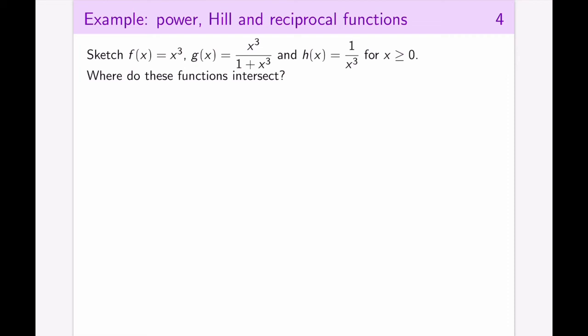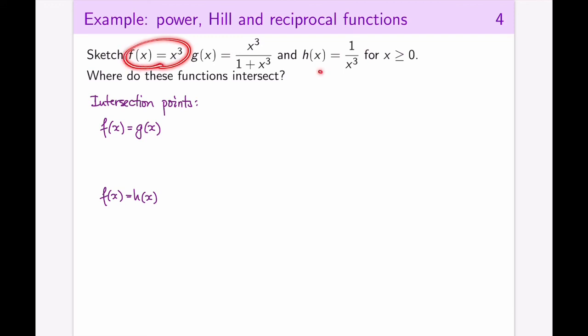First things first, let's think about the actual intersection points of these graphs. I have 3 different graphs, and therefore I can have all kinds of intersections. Let's say first I'm going to consider the intersection of F and G, which means that I will set these two equal to each other and solve. Next, I'm going to consider F equal to H, which means that I am after the intersection point of the first and the last graph. Set the two of them equal to each other and work out the solutions.